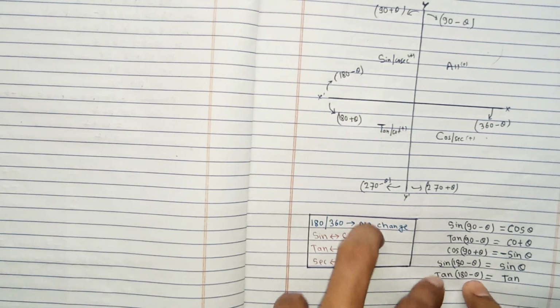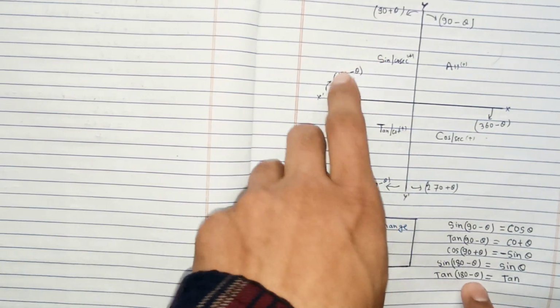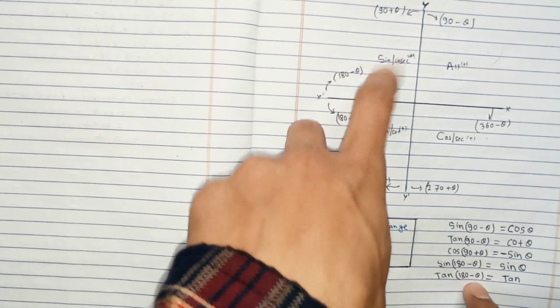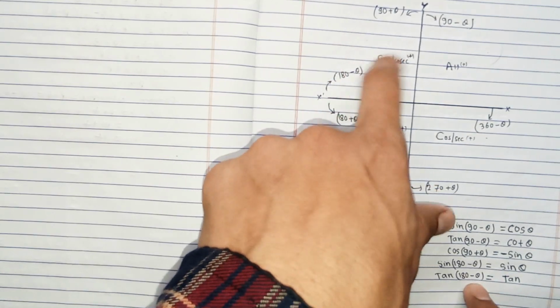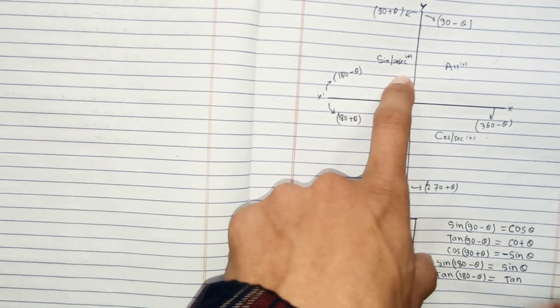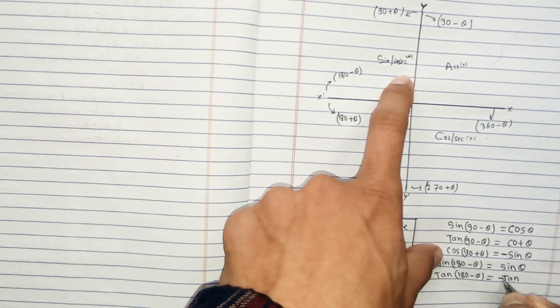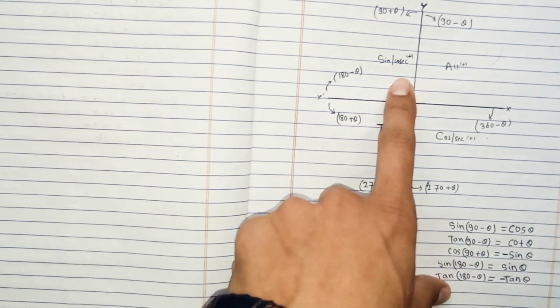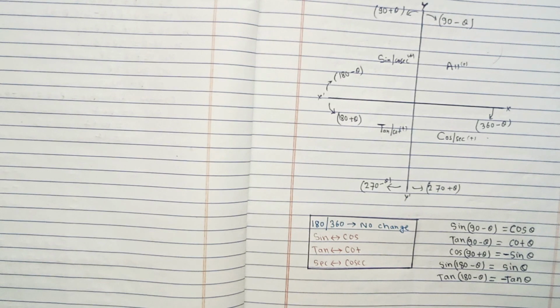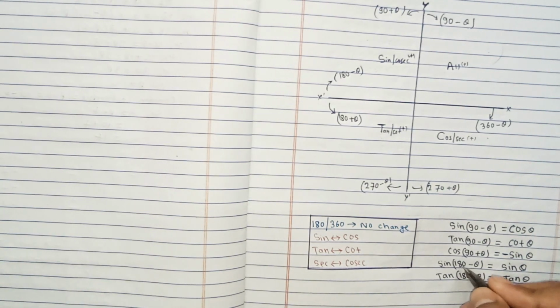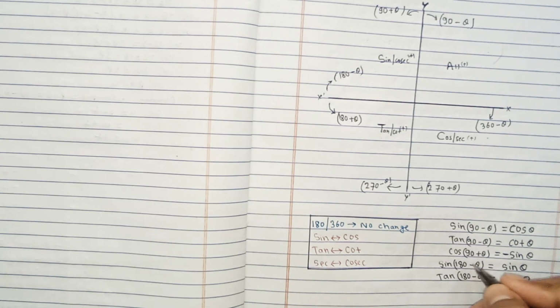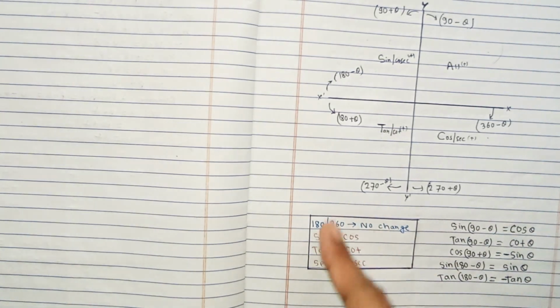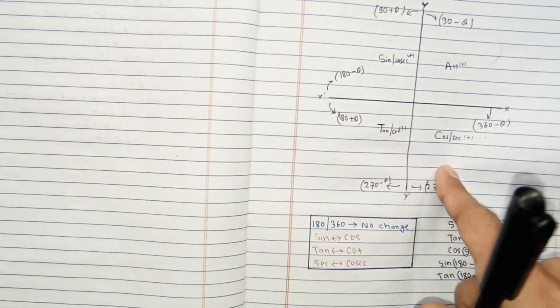But let's see here, 180 minus theta means that it lies in this quadrant. In this quadrant only sine and cosec are positive, so the tan will be negative here, and minus tan theta can be written as minus tan theta. You can apply this in place of the 180. If there is the 360, then the same rule will be applied here. In a similar way you can calculate for this and this also.